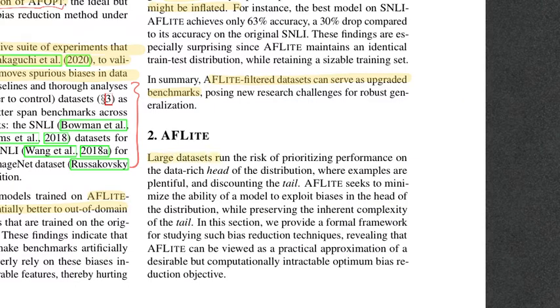When you have a large dataset with a data-rich head in the distribution of its data, there is the risk of prioritizing performance on those parts, which is what AF-Light tries to prevent, and it tries to preserve the complexity of the tail of such distributions.